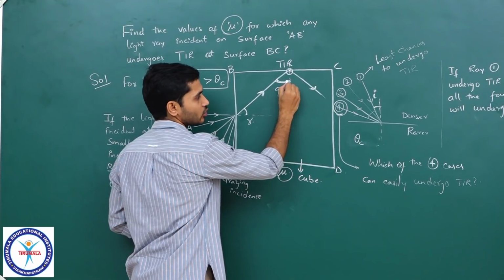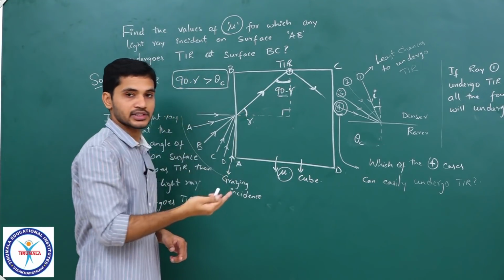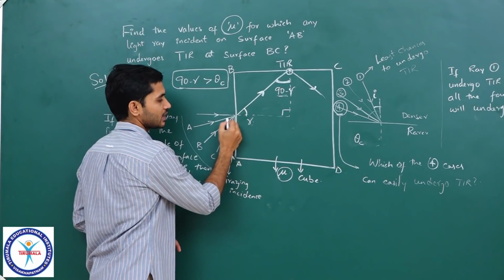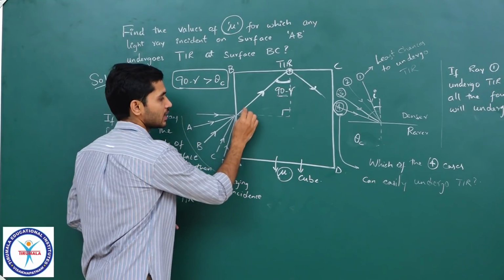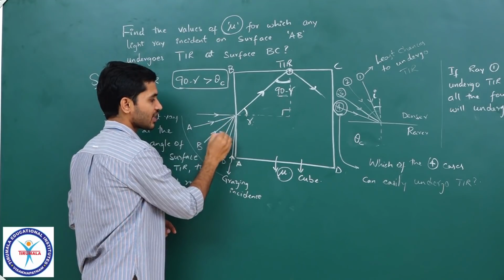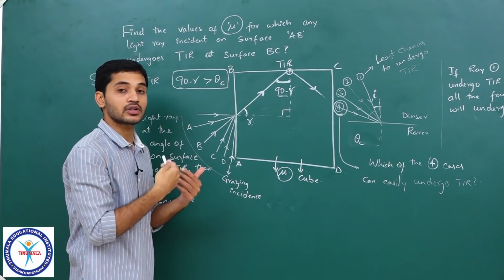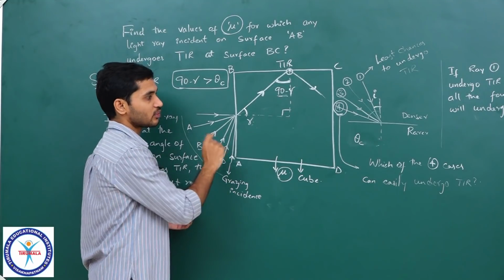So, for this angle to be the smallest, this angle has to be the highest. Now, we know that refraction is taking place at this surface, and if this angle has to be highest, then what can we say about the angle here? That also has to be the highest. I hope this is clear. I will repeat once again.